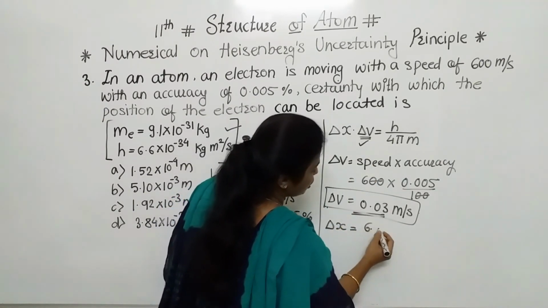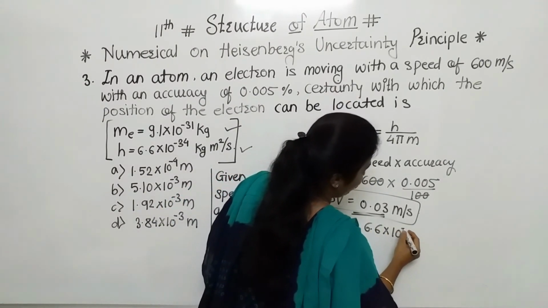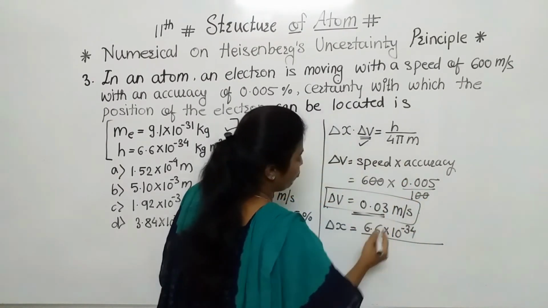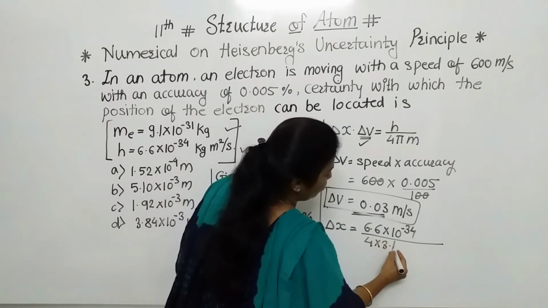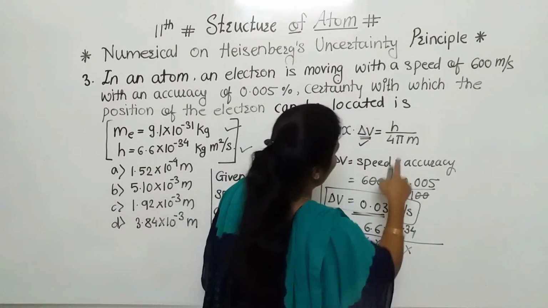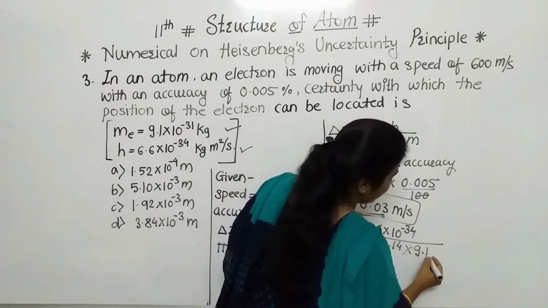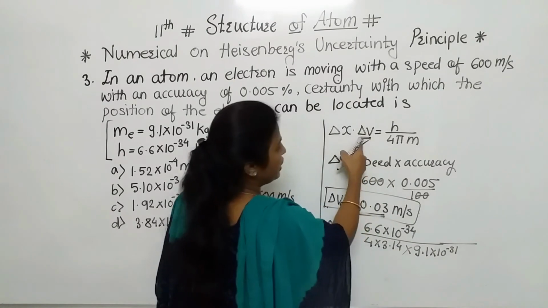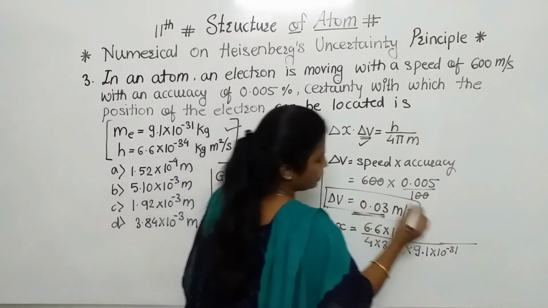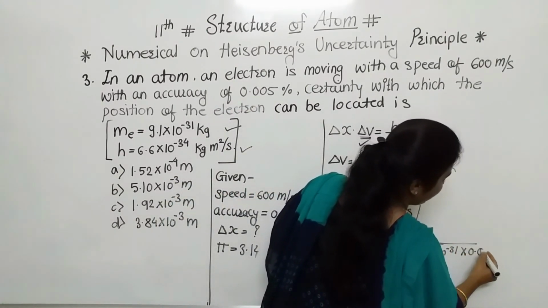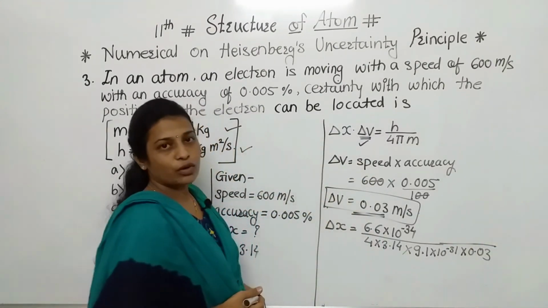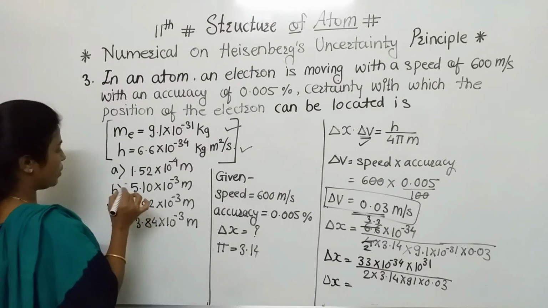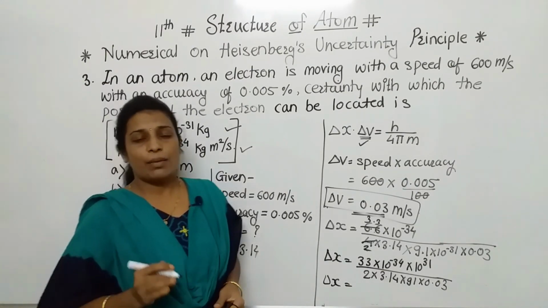H is 6.6 into 10 raised to minus 34 divided by 4 into 3.14 into mass, which is 9.1 into 10 raised to minus 31, into delta v. How much is it? 0.03. After this calculation, we will get the answer, and that answer is 1.92 into 10 raised to minus 3 meter.